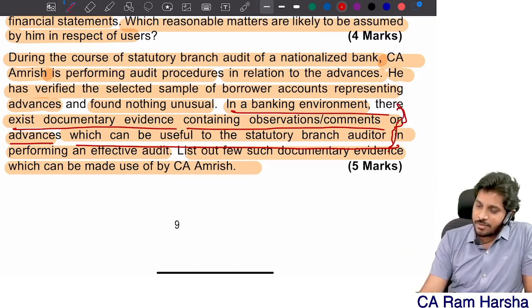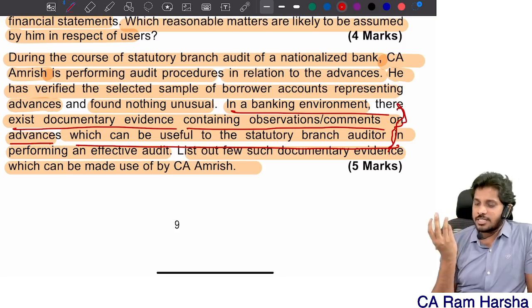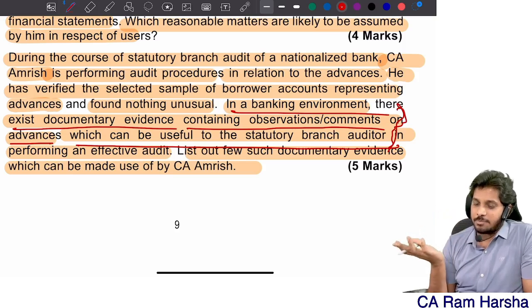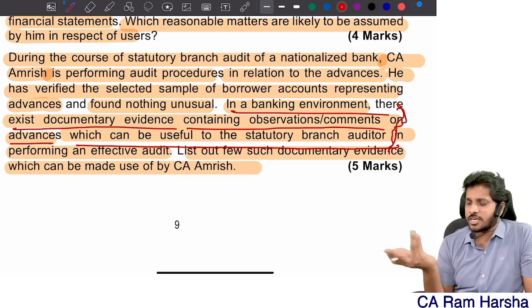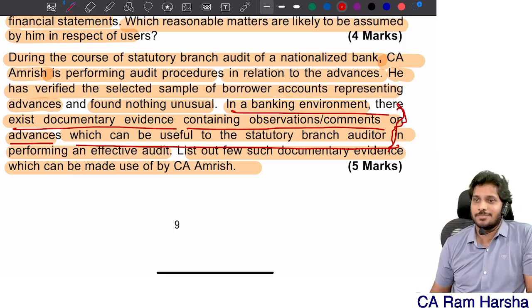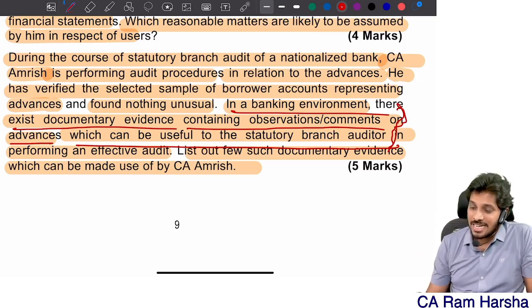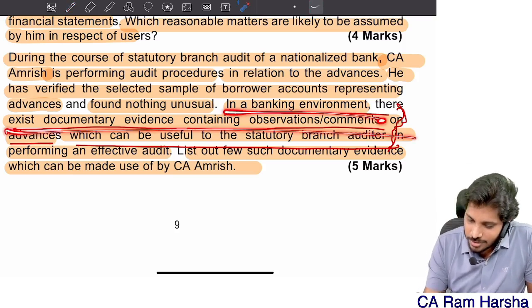Generally, in banking, we assume there exists documentary evidence containing observations or comments on advances, which can be useful. We generally think of what documentation to verify for advances. That's why reading questions should be very, very careful.